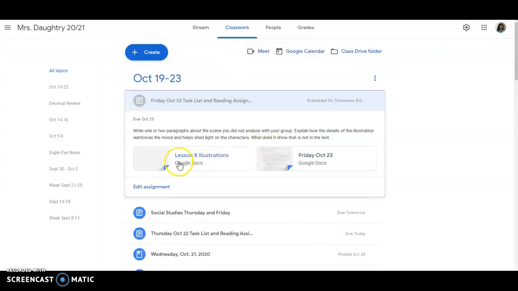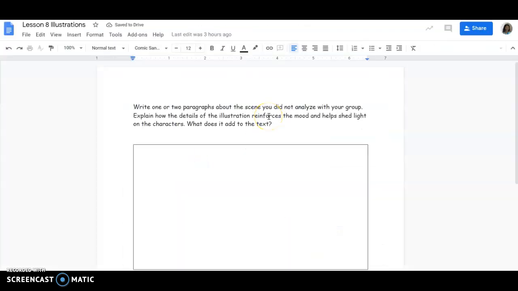So we go back to the assignment. Here's your assignment, Lesson 8 illustrations. Here is where you're going to write 1 or 2 paragraphs about the scene that you did not analyze with your group. So you're about to learn about that. We talk about 2 pictures. You have to pick a different 2 pictures or illustrations to talk about for your assignment. Then you're going to explain how the details of the illustration reinforce the mood and help shed light on some of the characters, and what it adds to the text. You can just put your answer right here in that box, and then you just click turn in.